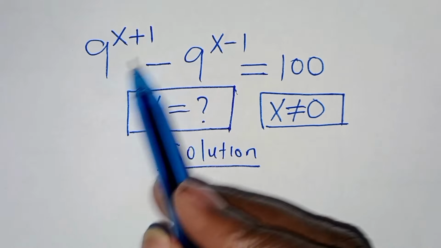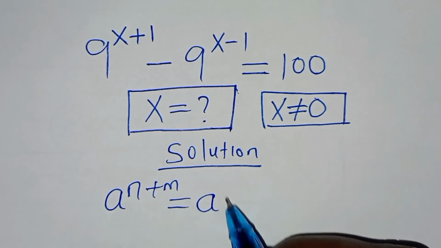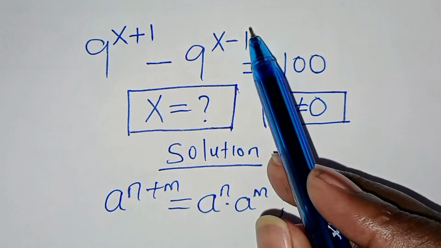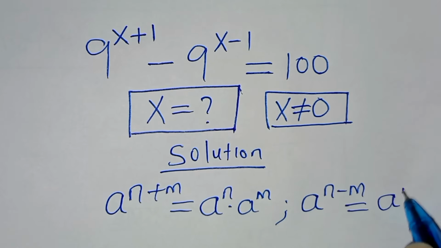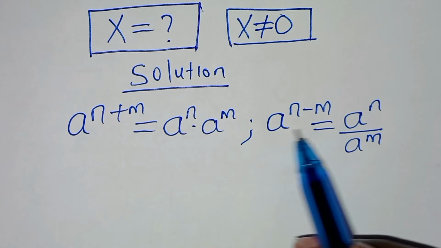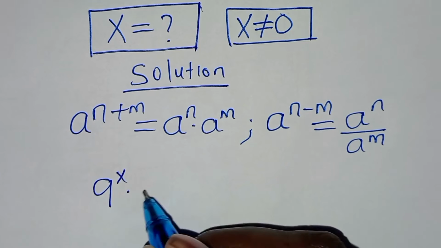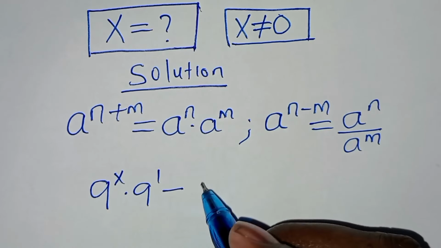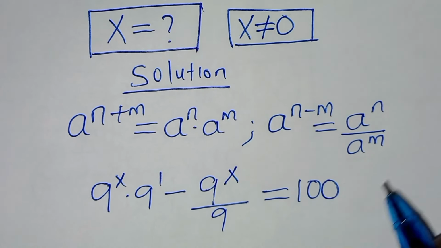We have that this exponential equation is in the form of a to the power of n plus m, which you can transform as a to the power of n times a to the power of m. And 9 to the power of x minus 1 is in the form of a to the power of n minus m, which you can express as a to the power of n over a to the power of m. Applying these exponent properties, 9 to the power of x plus 1 becomes 9 to the power of x times 9 to the power of 1, subtract 9 to the power of x over 9. This is equal to 100.